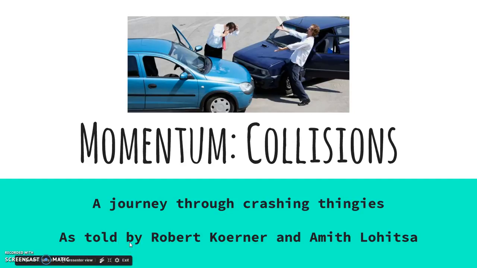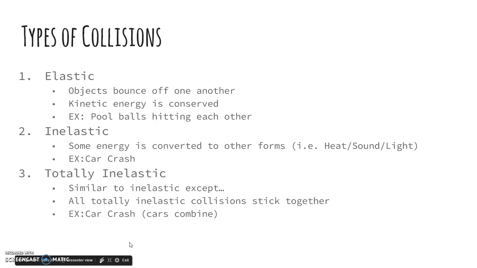So let's start with the types of collisions. Here we've got our elastic, inelastic, and totally inelastic collisions. There are differences between these three, believe it or not. Elastic collisions are when objects bounce off of one another, and the kinetic energy is conserved. An example of this would be pool balls hitting each other. When the two balls collide, they bounce off of each other, and kinetic energy is conserved.